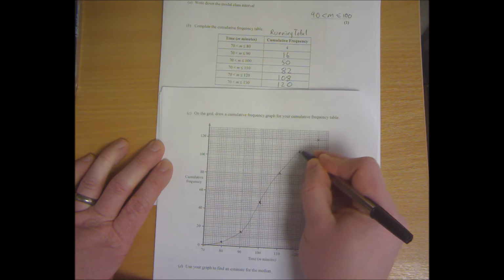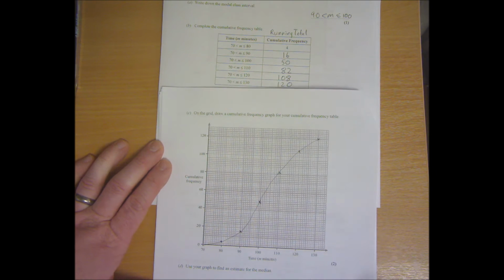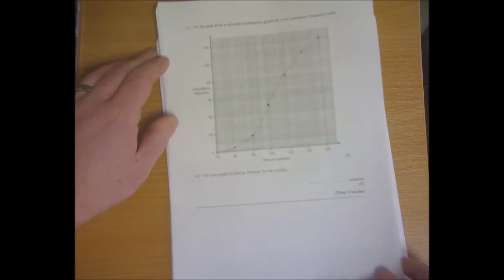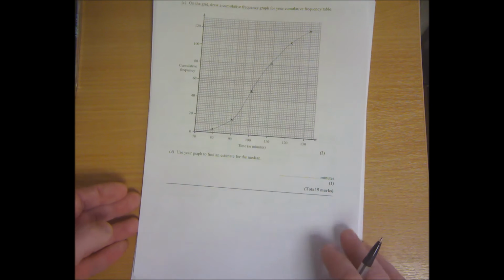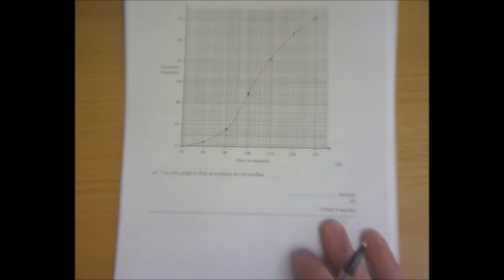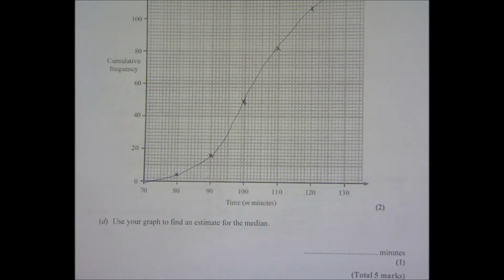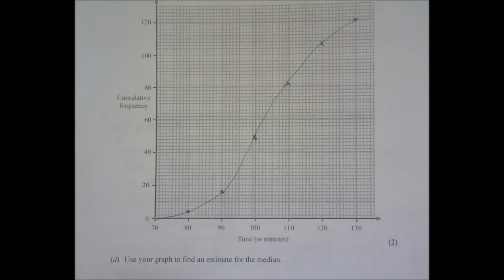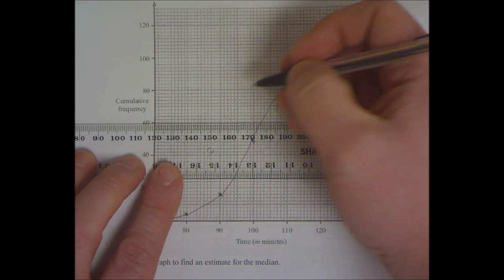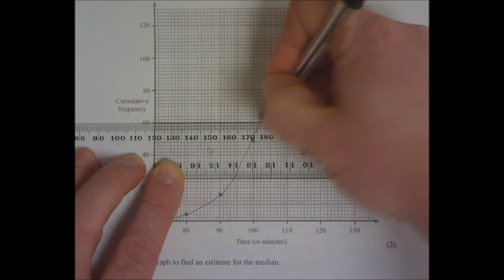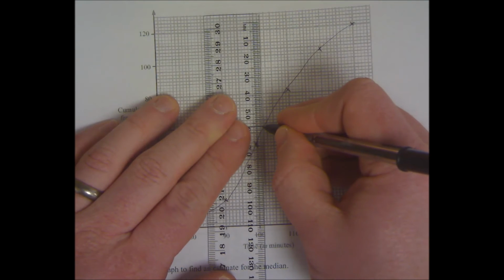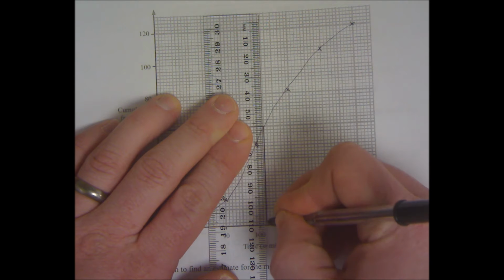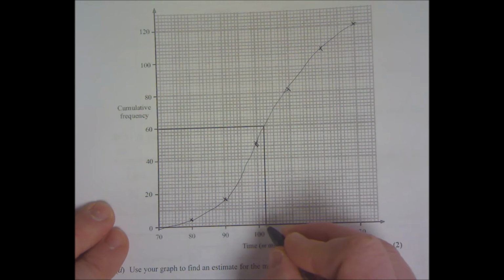Right, for part D, use your graph to find an estimate for the median. So we've got 120 films, so the middle is going to be at 60. So if we go across from 60, we then read down. Okay, it's going up in 1s there, so my estimate for the median will be 102. Okay.